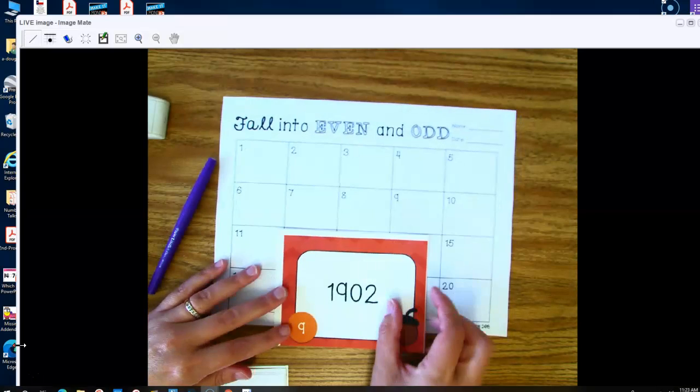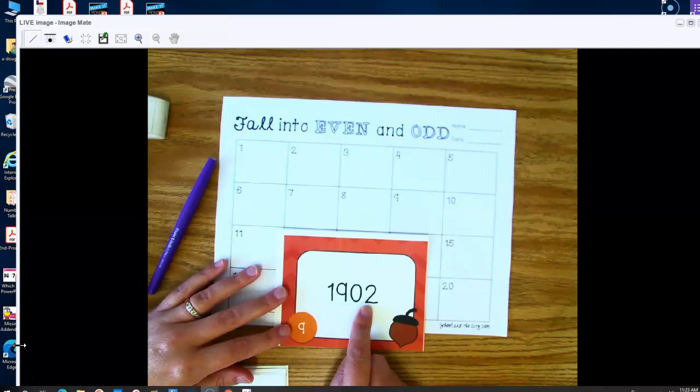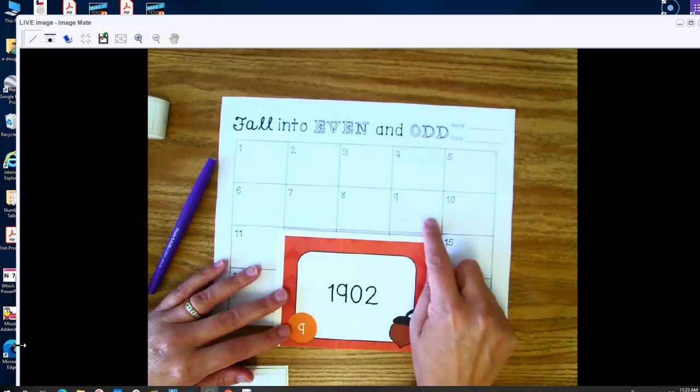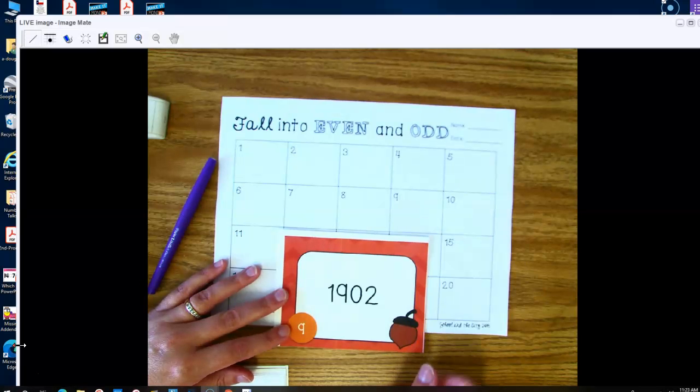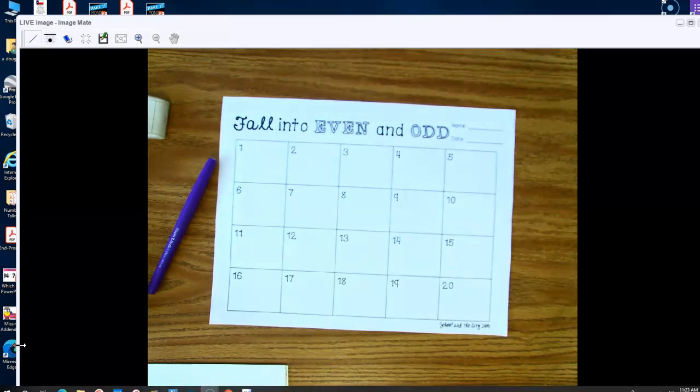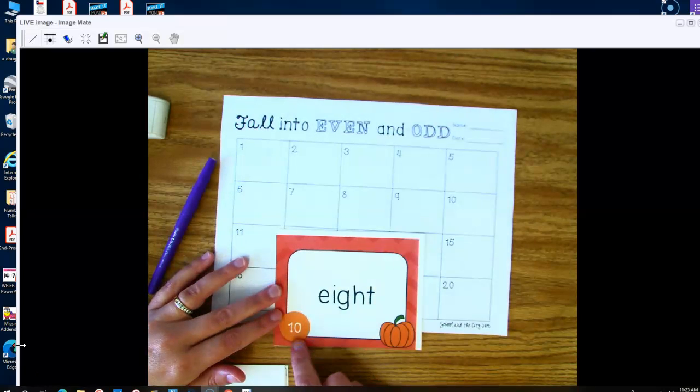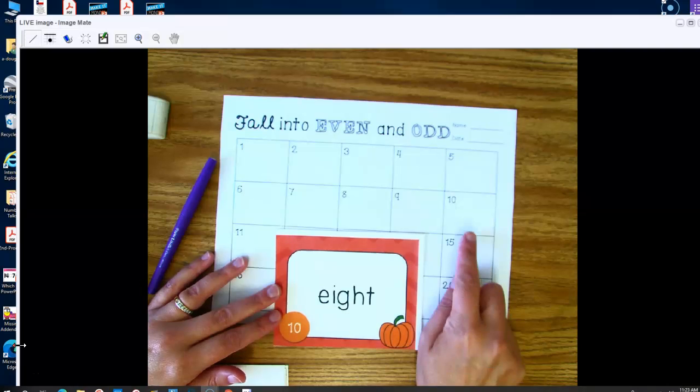Number 9, 1,902. Look at the 1 spot. Is that an odd or even number? Put it in number 9. Number 10, read the word. Think of the number. Is that number odd or even? Put it in number 10.